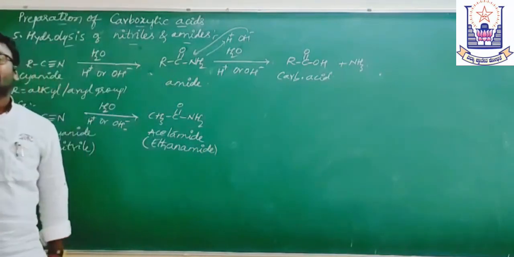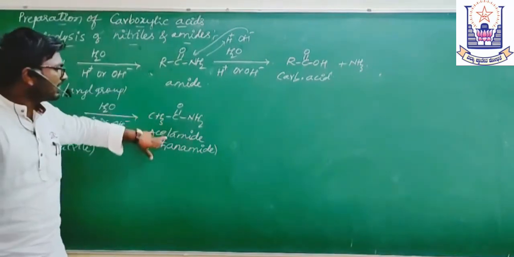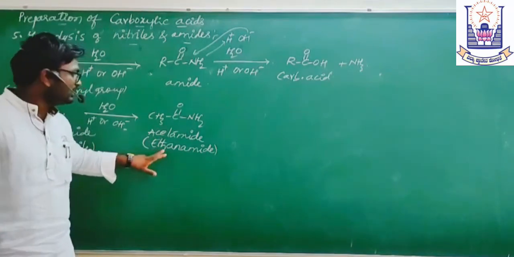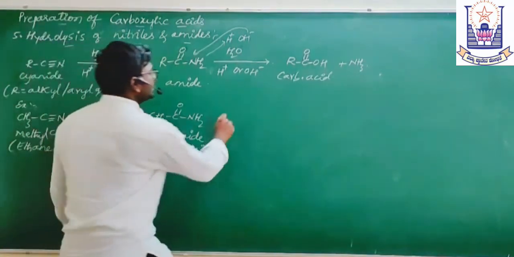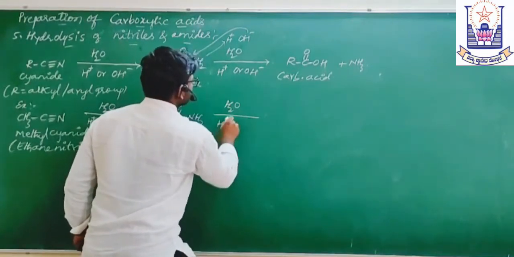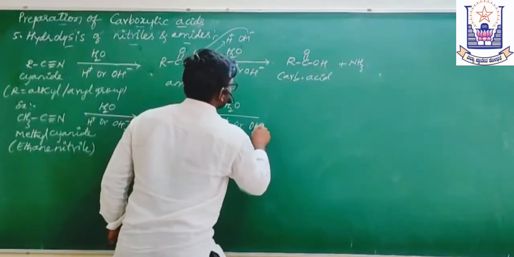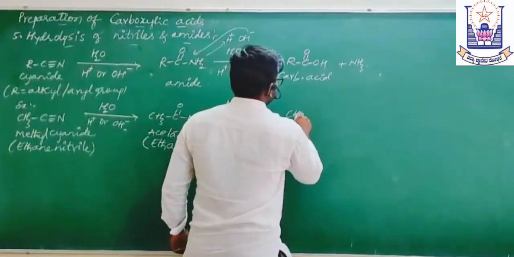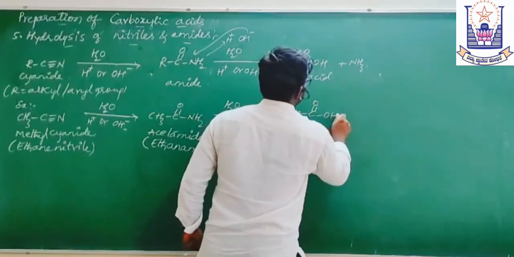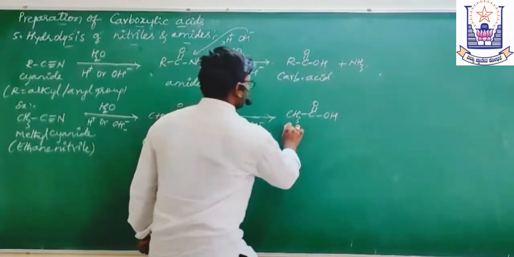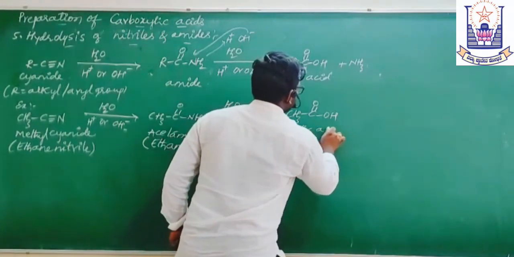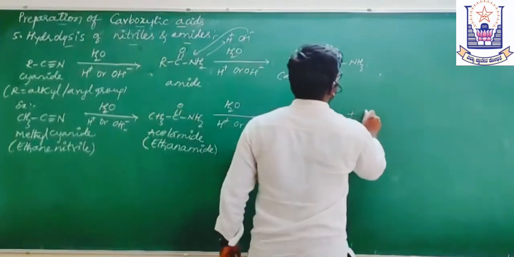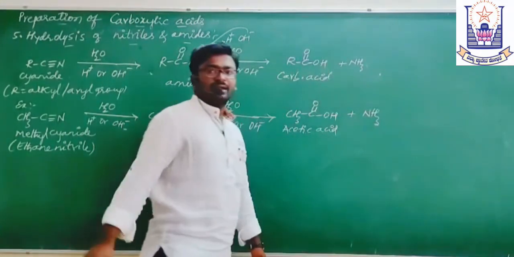These are very, very important. For 2 carbon atoms, in the common system I call it acet, and in the IUPAC system it is eth. When it is further hydrolyzed in the basic or acidic medium, you will get the corresponding carboxylic acid, CH3COOH. This is called acetic acid, or in the IUPAC system ethanoic acid, and the byproduct is ammonia.